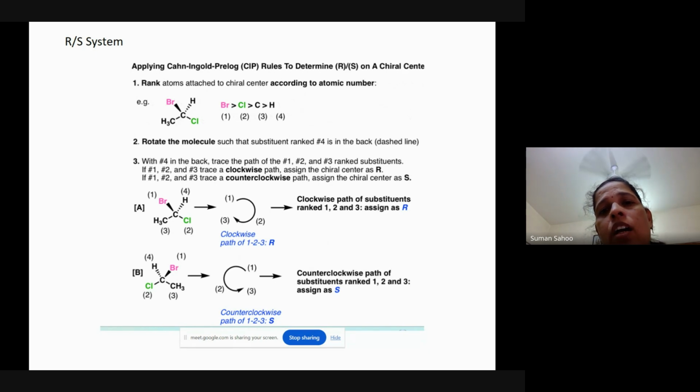And the R/S system, that again we discussed yesterday. On a chiral center, you have to follow the CIP rules to determine R and S. First, you give the priority, then you view along the lowest priority group.